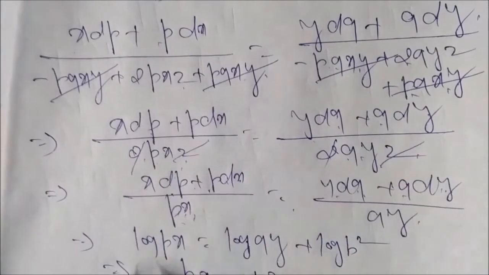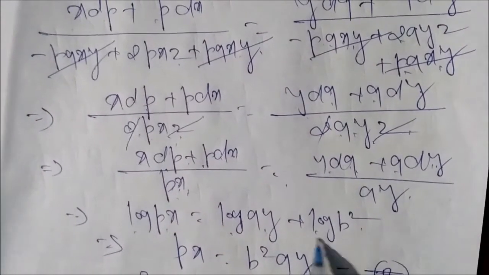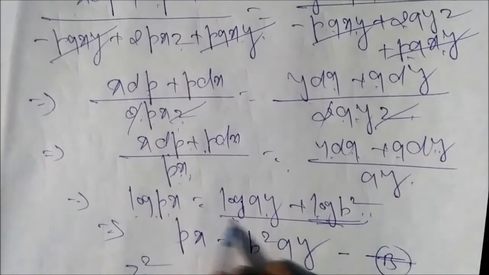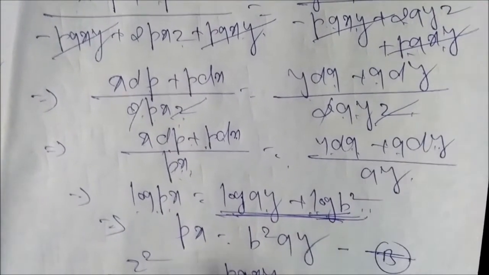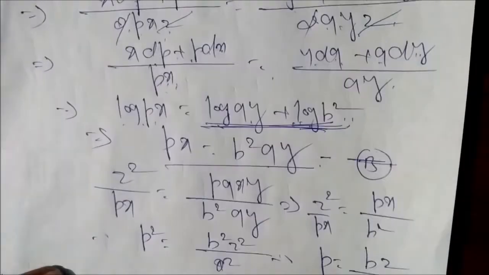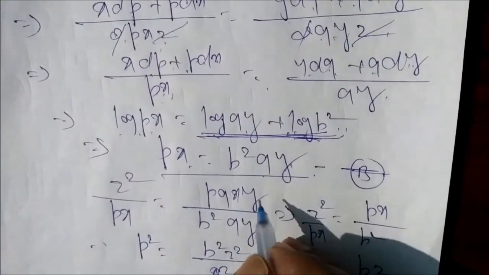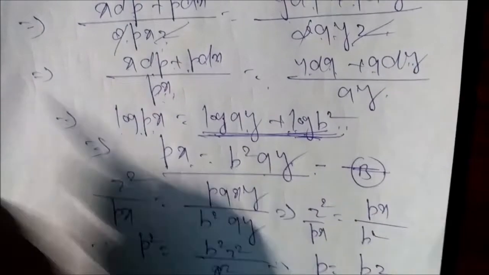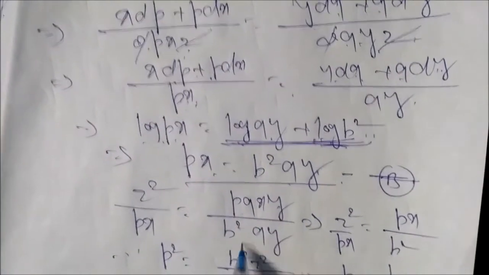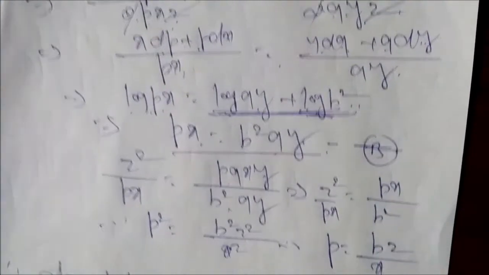Therefore, on integration, you must get log px equal to log qy plus log b square. We suppose the constant c is log b square. Therefore, log px equal to log, addition will be into multiplication, log will be cancelled, px equal to b square qy. Now, px equal to b square qy. From the given problem, z square equal to pqxy. Now divide z square by px equal to pqxy by b square qy. You will get p equal to this much, bz by x.